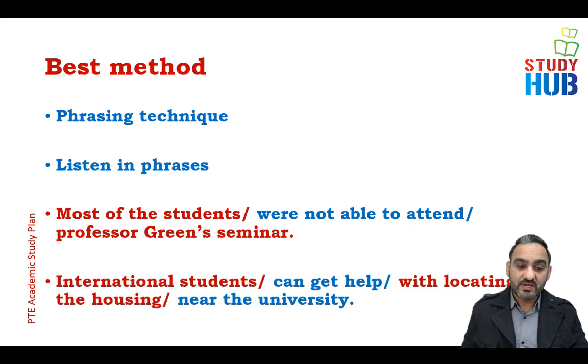Let's have a look at another one. So let's say this is your repeat sentence: International students can get help with locating housing near the university. So what we are going to do here is whatever comes before the verb "can" becomes one phrase.